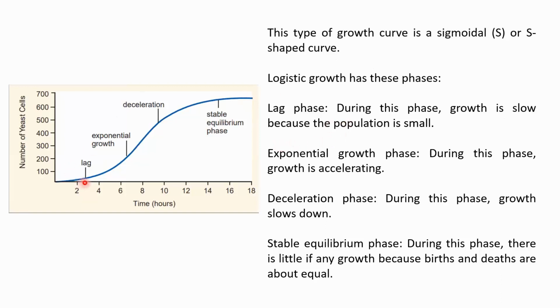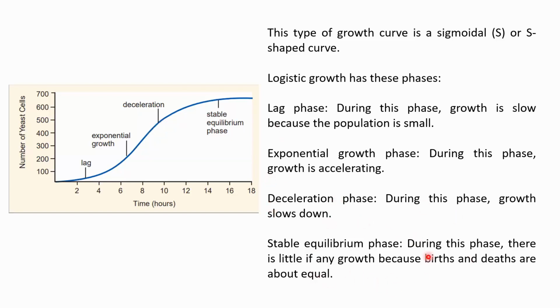The first is the lag phase. We know that during the lag phase, the growth is small because the population is small. Then there comes the exponential phase where the growth is accelerating and the individuals have plenty of resources to utilize. But since in the logistic growth model we talk about limited resources, once these resources are utilized, the growth slows down. And this is known as the deceleration phase.